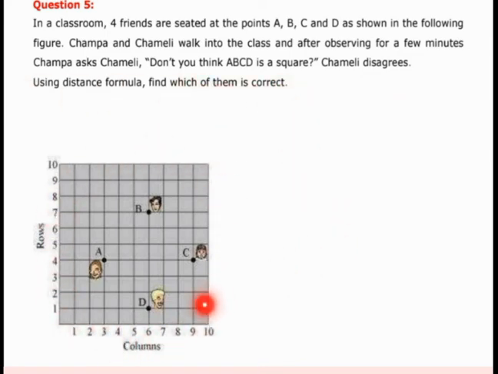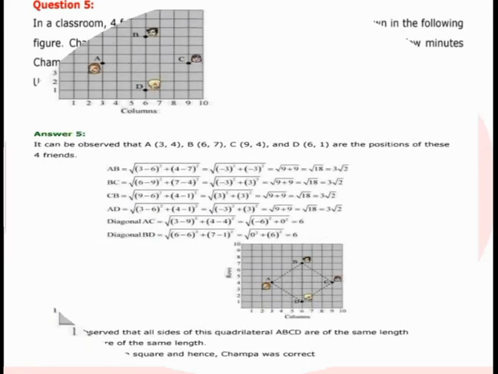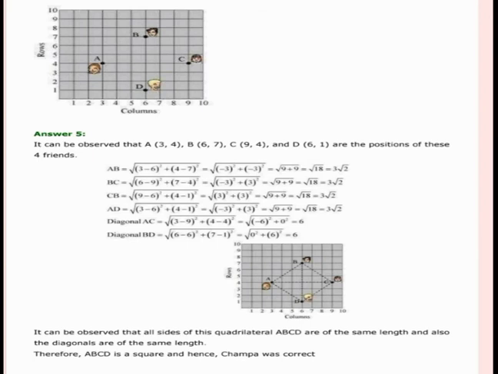So 4 friends are sitting at A, B, C and D. 2 friends, Champa and Chameli, came into the class, and Champa says that, "Don't you think ABCD forms a square? It looks like a square." But Chameli disagrees. So we have to check whether ABCD forms a square or not. First of all, we will find the coordinates of points A, B, C and D. These are rows and these are columns. Here columns is the positive x-axis, and rows are the positive y-axis.